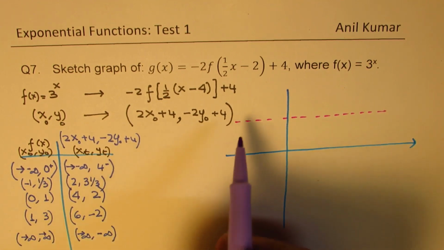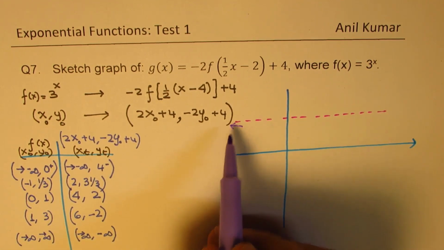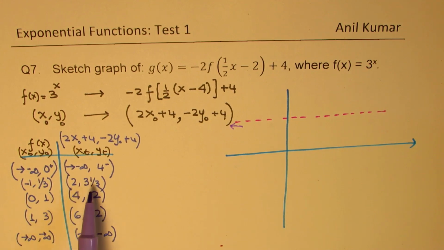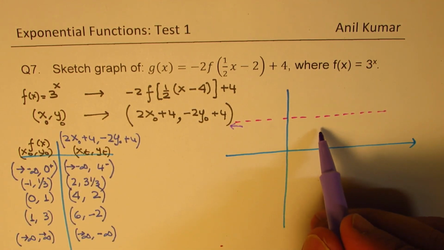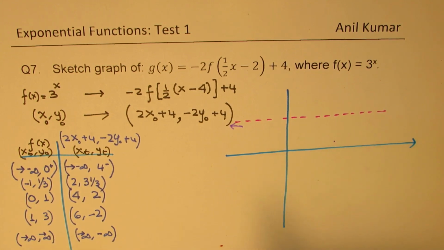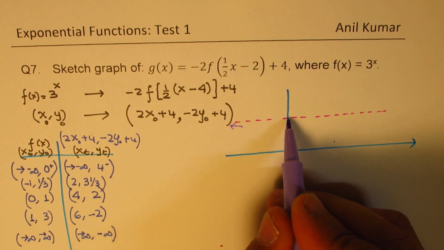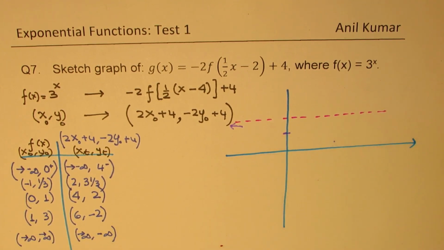So that really means that we are approaching like this, correct? And then we have a point (2, 3). So on this side, the positive side, (4, 2), right? So on this side, we have a point (4, 2). Then we have (6, -2). So let's say this is 4, then that is 2.